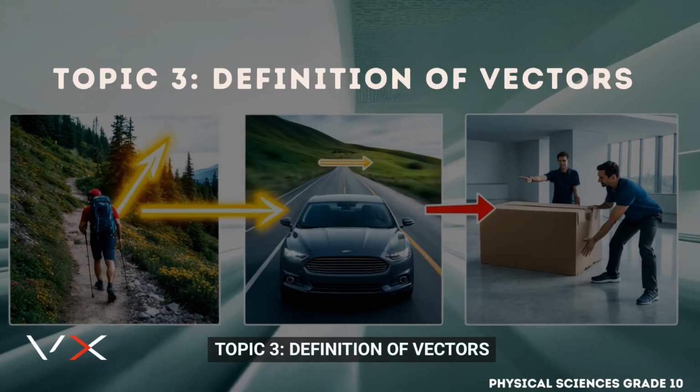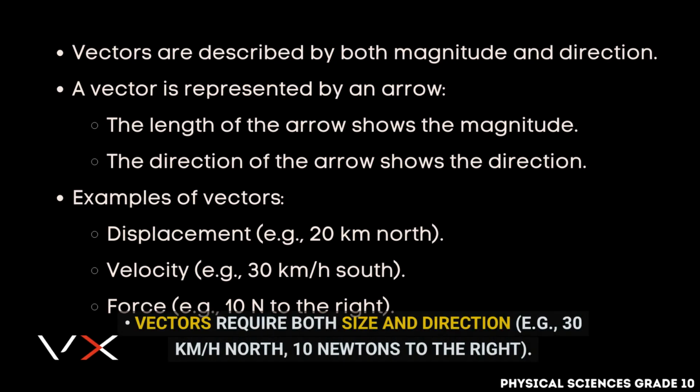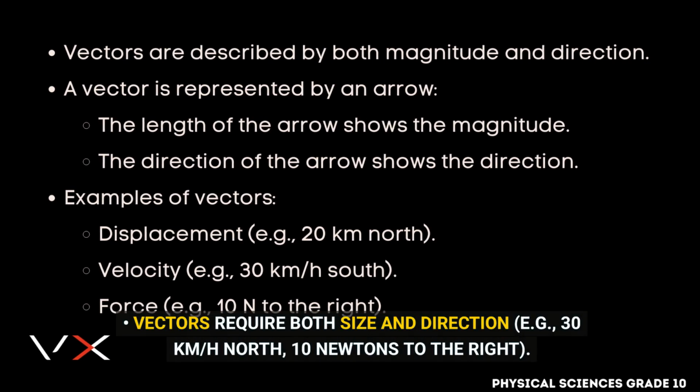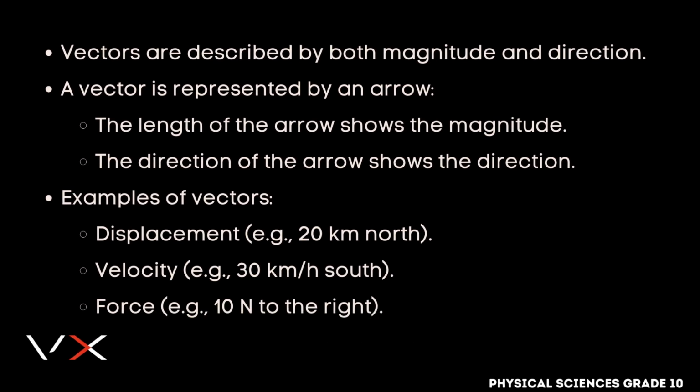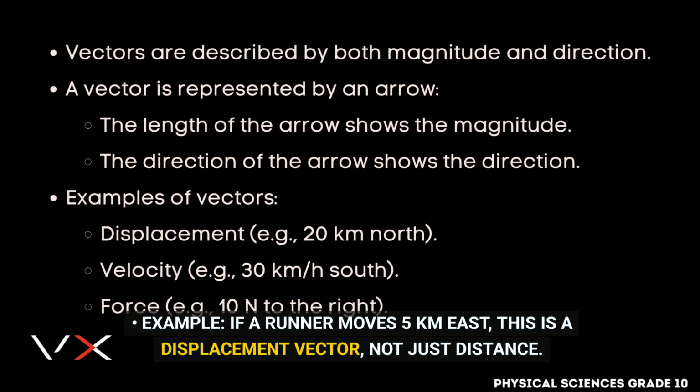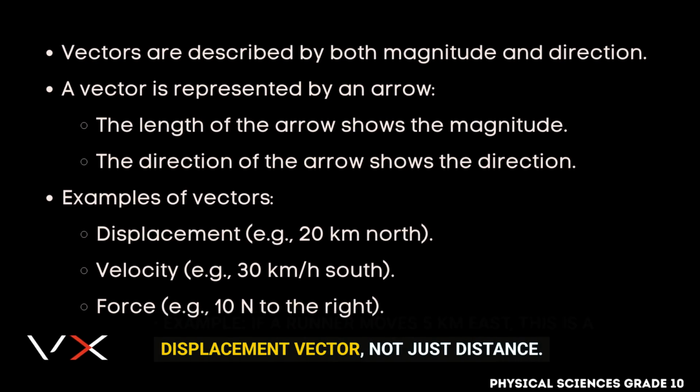Topic 3. Definition of vectors. Vectors require both size and direction, e.g. 30 kilometers per hour north, 10 newtons to the right. Example: if a runner moves 5 kilometers east, this is a displacement vector, not just distance.